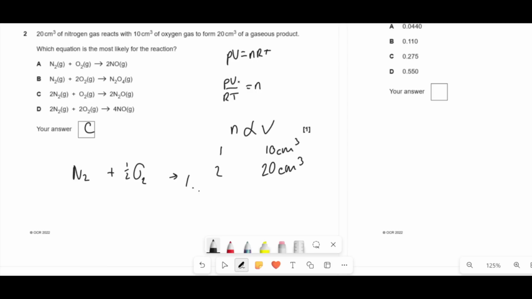So again, if PV equals nRT, these formulas have to work if these assumptions are made, otherwise they can't. So as long as your pressure, R and temperature are the same, which you can assume in these kinds of questions, then the volume is proportional to the moles.